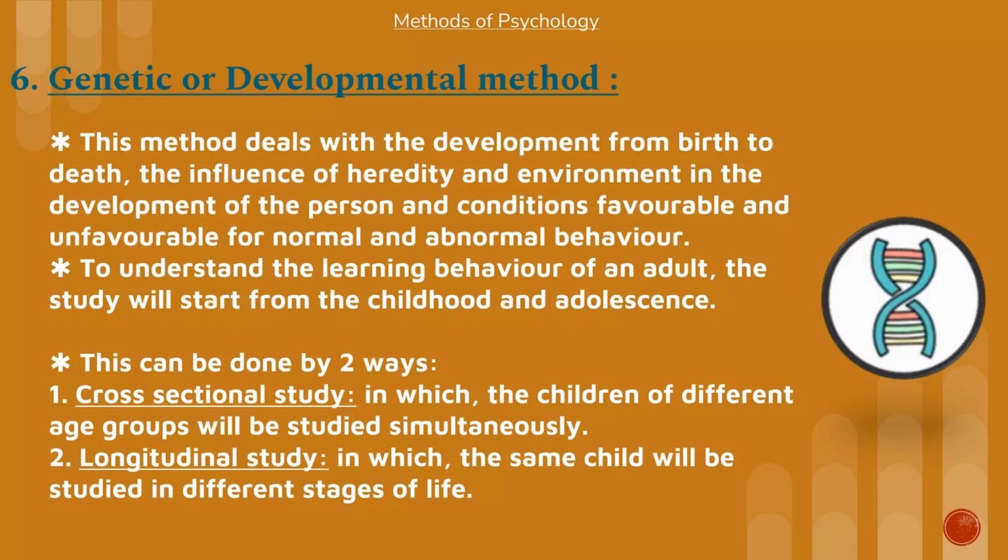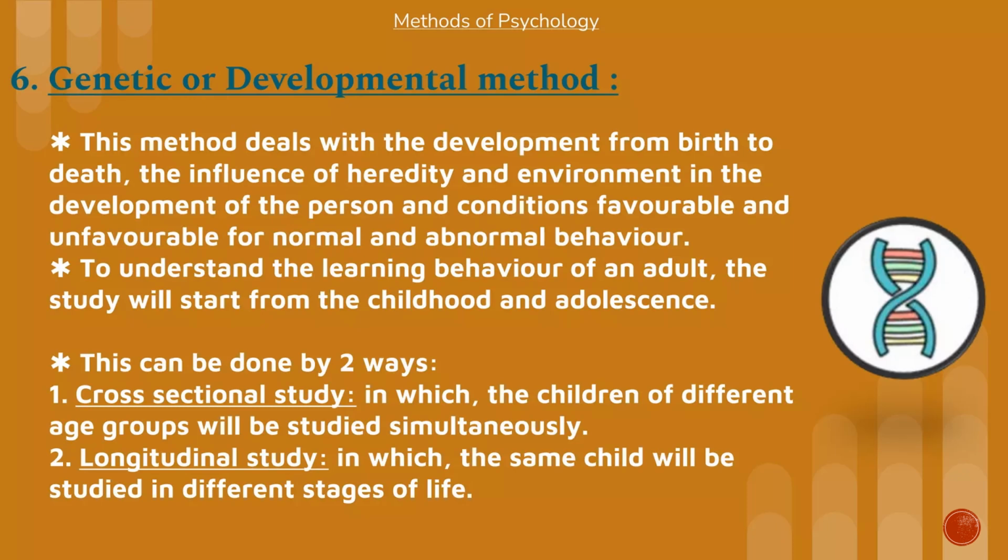Similarly, the last one is the genetic and developmental method. This method deals with development from birth to death, the influence of hereditary and environment in the development of a person, and conditions favorable and unfavorable to normal or abnormal behavior. So what is happening around you? The environmental factor and the genetic factor play a role. So this part of psychology tries to connect the genetic and developmental method to the behavior or psyche of the person.